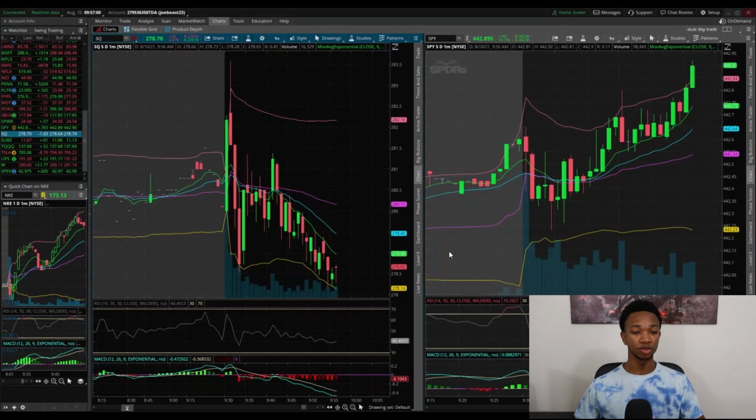Alrighty guys, so right here I do have the recording of my whole trade. Right here on August 10th, I'm looking at Square, and first thing I noticed was that it was kind of chopping around right at open. This is something that I do not want to trade. I want to wait until it picks a direction.